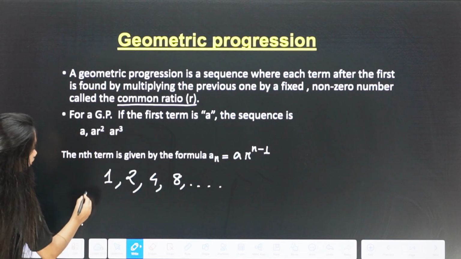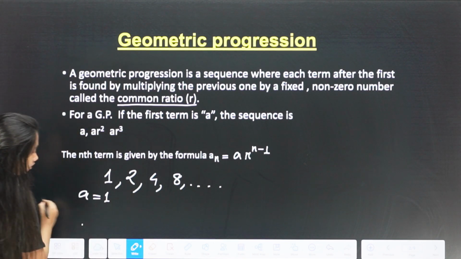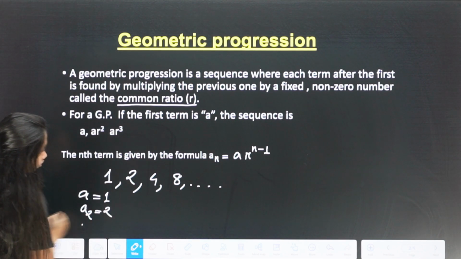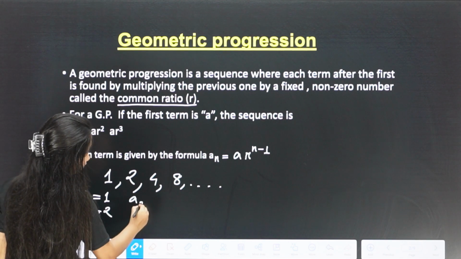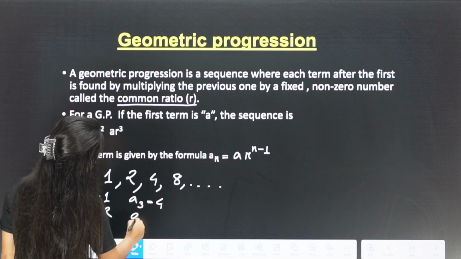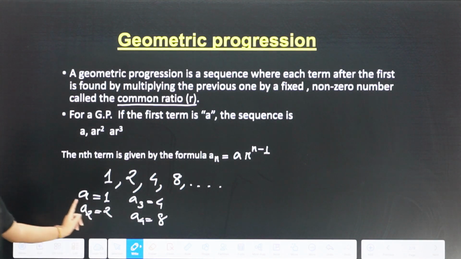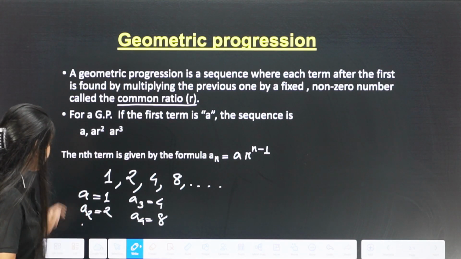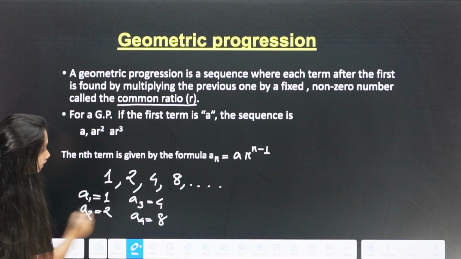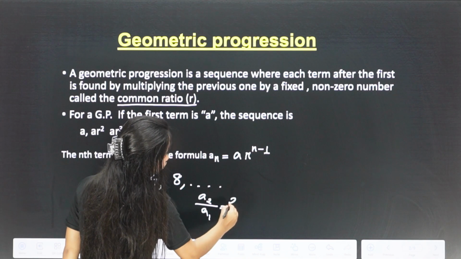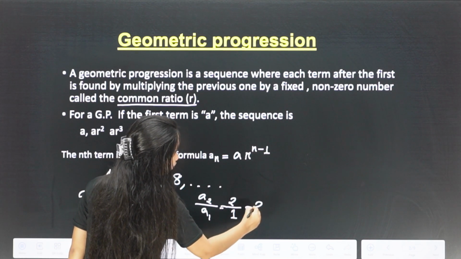So here the first term is 1. What is the second term? That is A2, which is 2. The third term is 4, and the fourth term is 8. So what we will do is divide A2 by A1, that is 2 by 1, which is equal to 2.